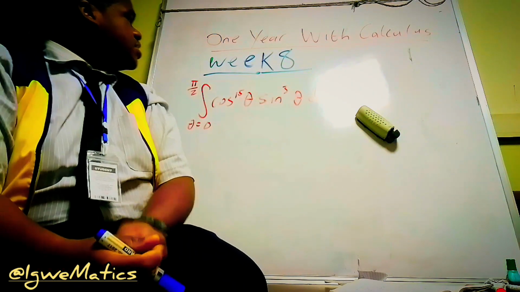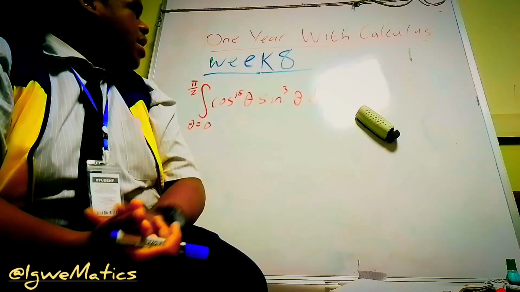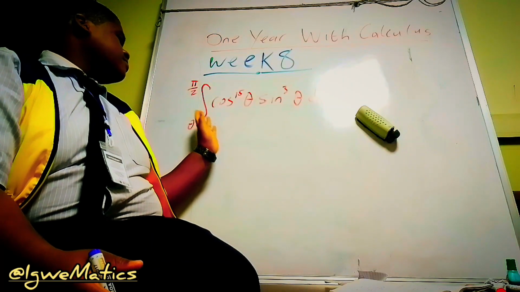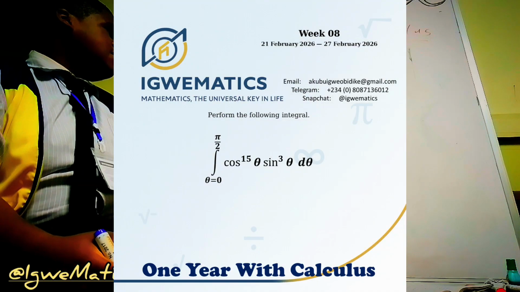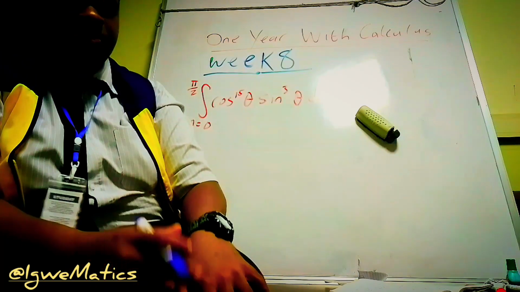This is week 8 of 1 Year with Calculus, and this week we were asked to solve a definite integral from 0 to pi over 2 of cos to the power of 15 theta times sin to the power of 3 theta with respect to theta.